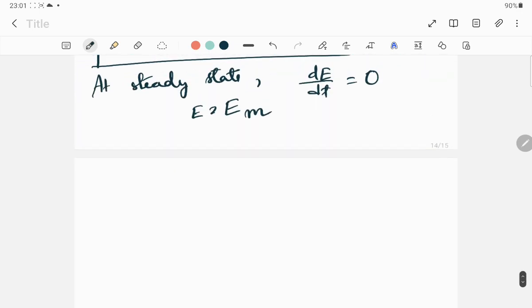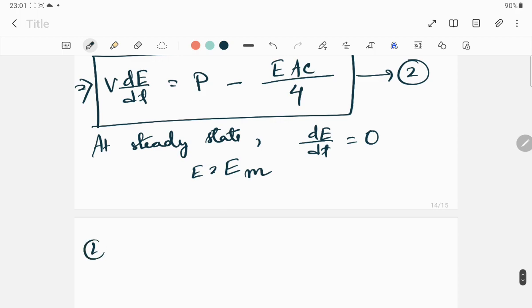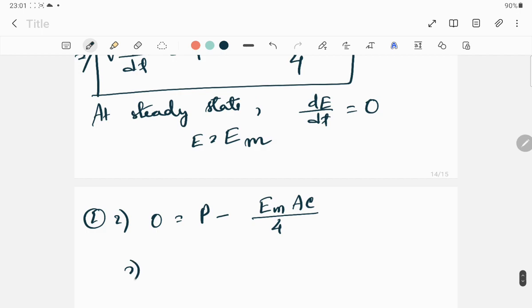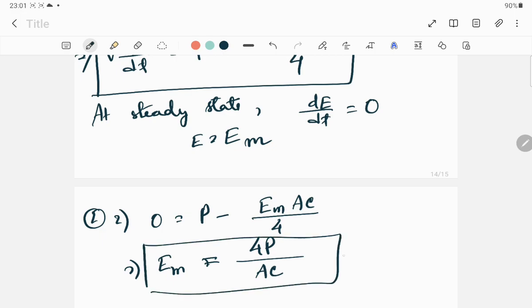So equation 2 implies 0 equal to P minus Em AC by 4. Which implies Em equal to 4P by AC. So this is another important relation. Let it be equation number 3.